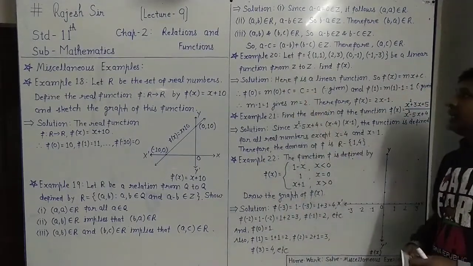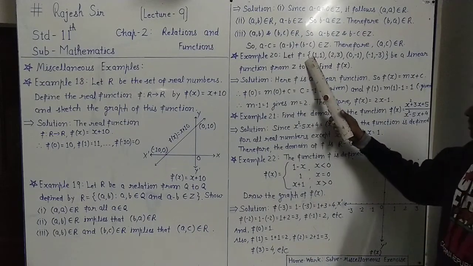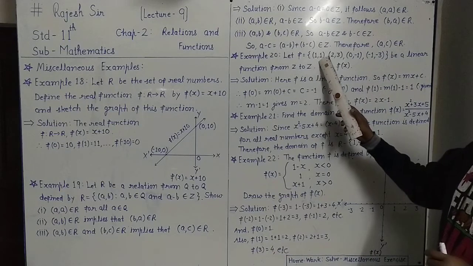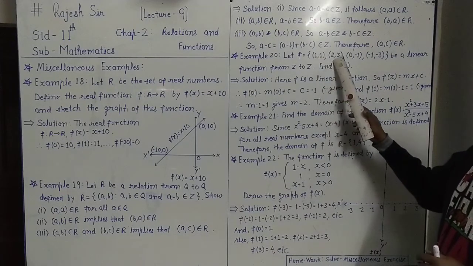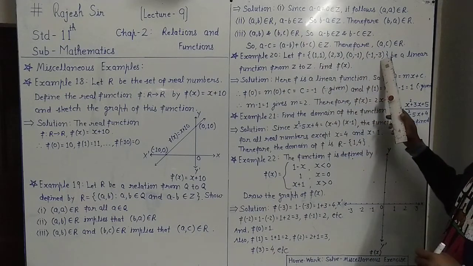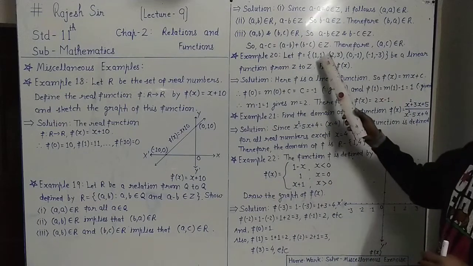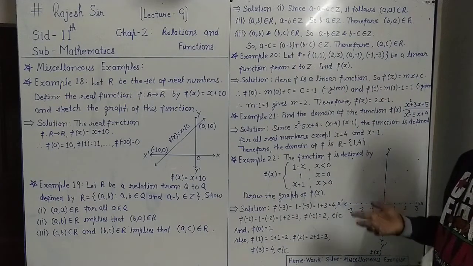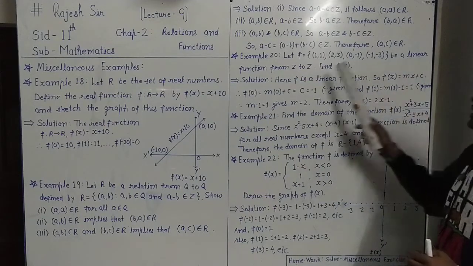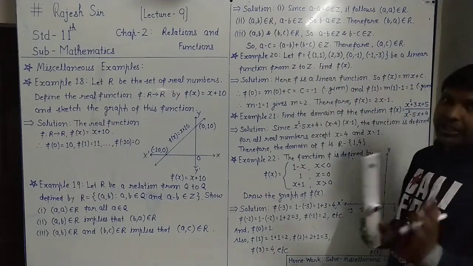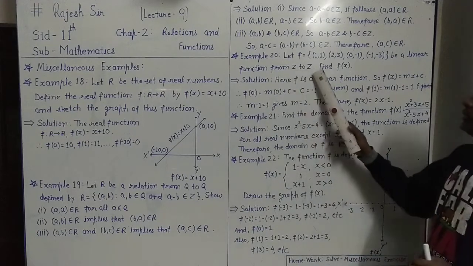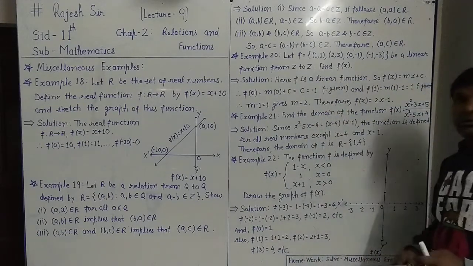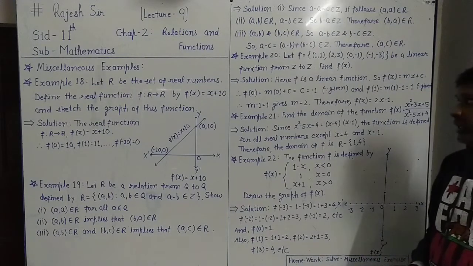Example 20 now, next. f is a function given like this, the pairs (1, 1), (2, 3), (0, minus 1), (minus 1, minus 3). The first elements are the domain, and the second elements are the range here, that we know very well. This is a linear function, also given from Z to Z, means integer to integer. We want to find fx, the function we have to define.